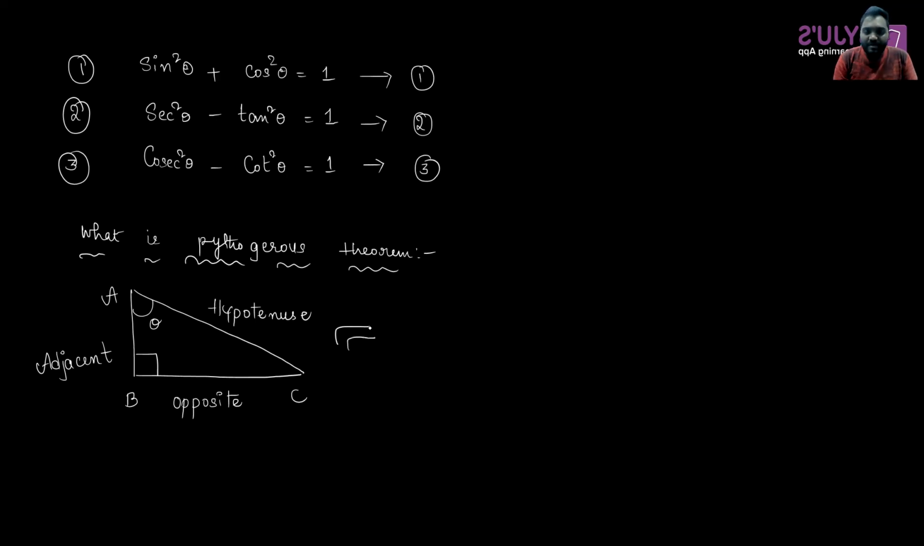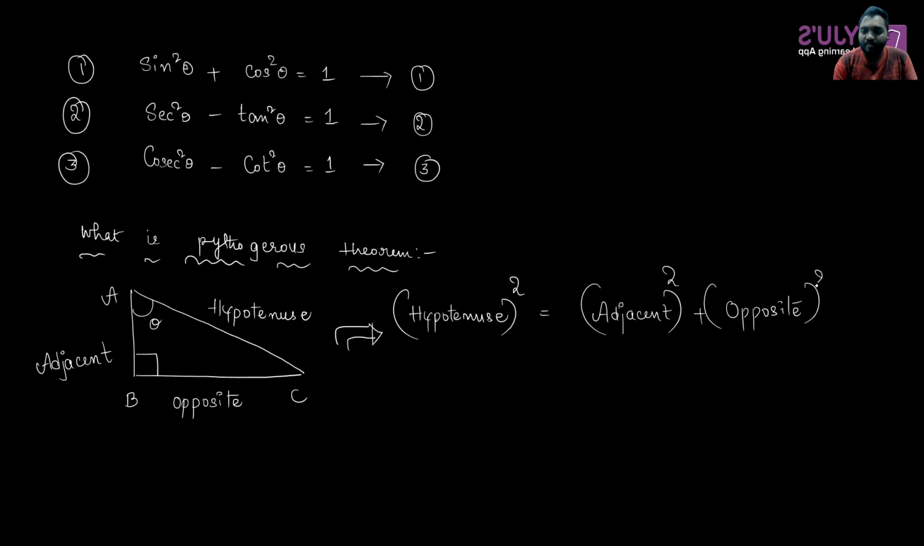Now for any right angle triangle, the relation between all the sides is hypotenuse square equals adjacent square plus opposite square. So this is the Pythagoras theorem. Now from this Pythagoras theorem, in three different scenarios, we will divide by one side, one after the other, with the square of it.